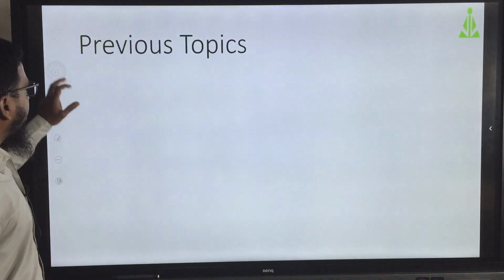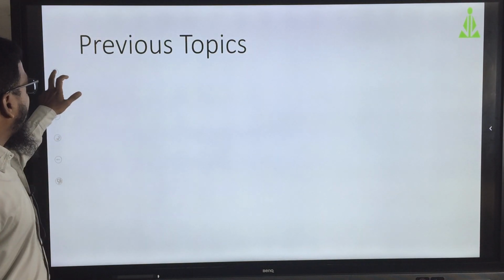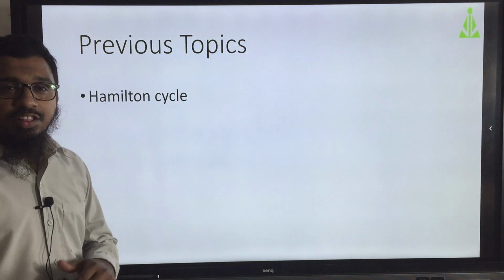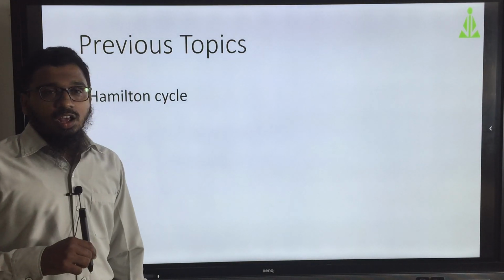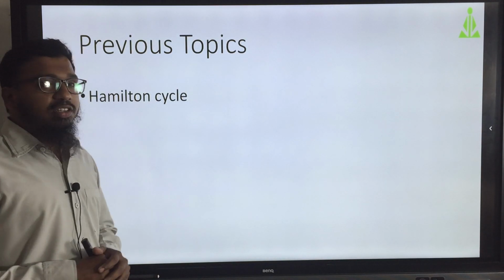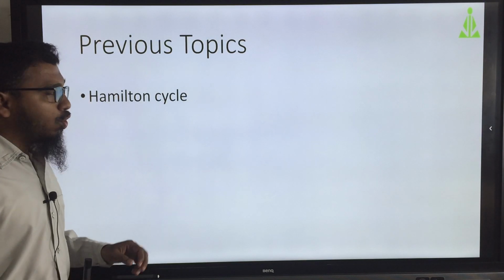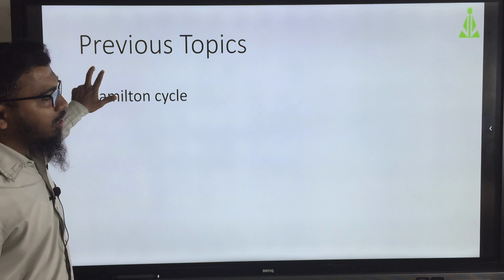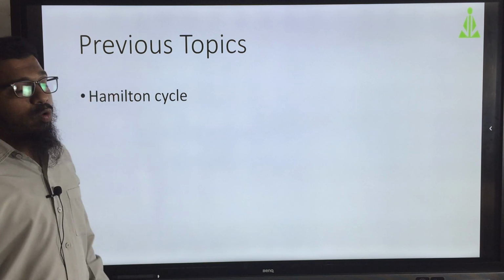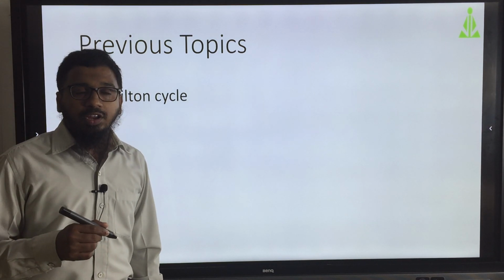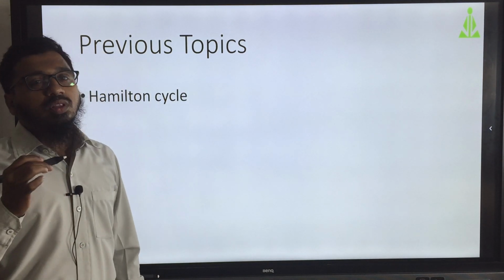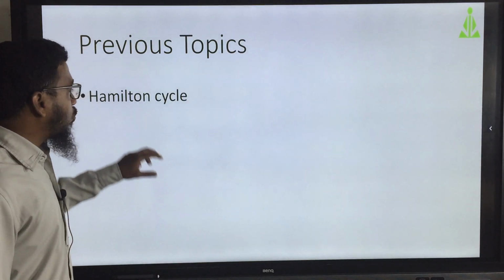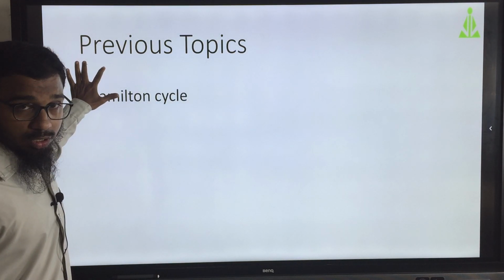Before going to today's topic, first we will see what we have completed in the last class. In the last class, we saw Hamilton cycle. If you know what a Hamilton cycle is, it will start from the starting point and visit all the adjacent vertices, and at the end it will come back to the original position.